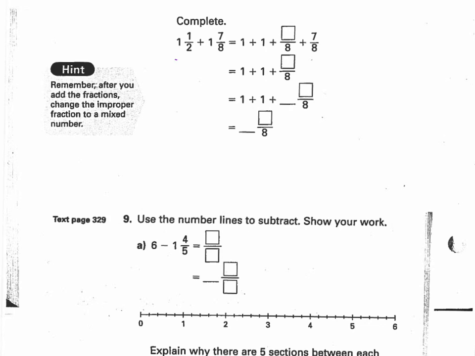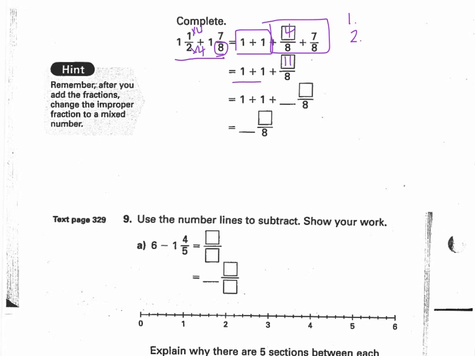I have 1 1/2 plus 1 7/8. I rearrange my math sentence to put the whole numbers together and the fractions together. That is step 1. Step 2, I need a common denominator. The common denominator is 8. I can make a half into an 8 by multiplying by 4. The fraction becomes 4/8 plus 7/8. That equals 11/8.